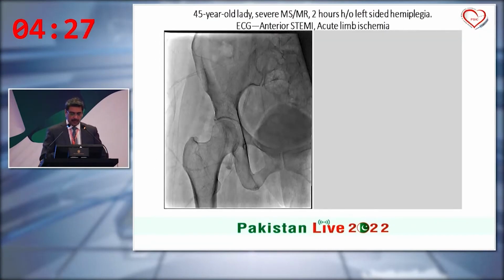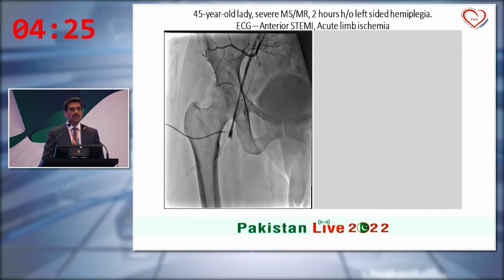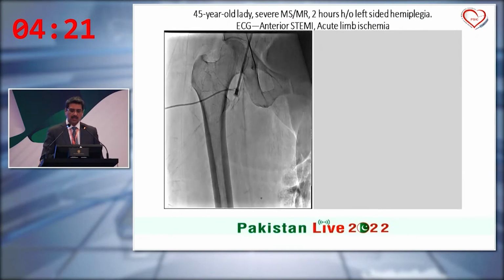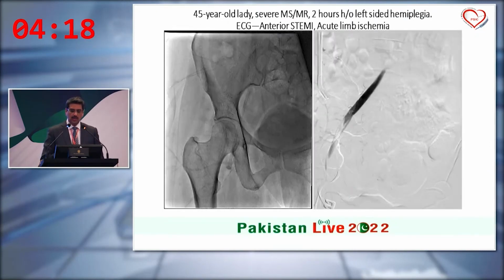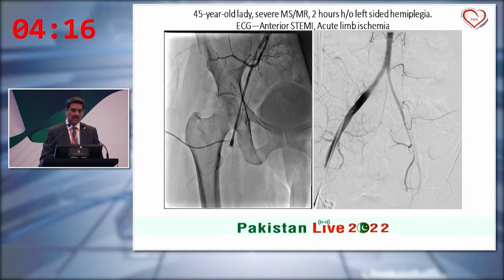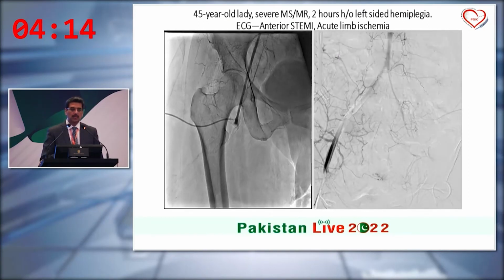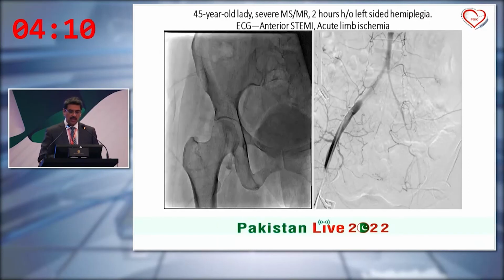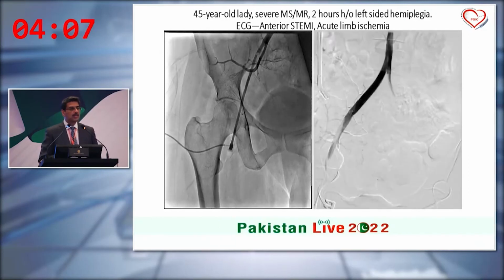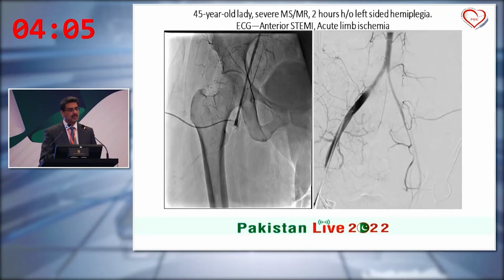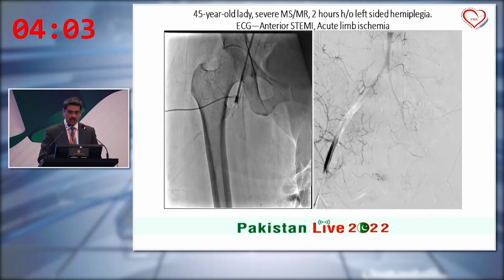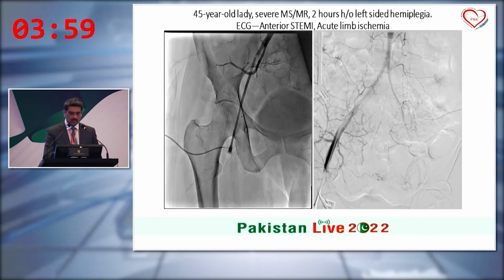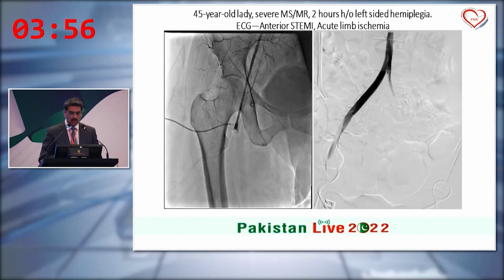So this is an interesting patient, 45 years old, young lady with severe mitral stenosis, mitral regurgitation, came in with 2 hours history of stroke, left-sided hemiplegia. Interestingly, as part of the workup, we do the ECG as well, and that showed an anterior STEMI. And she also had acute limb ischemia, so she had showers of thrombus everywhere. So you can see that there's no flow in the right femoral at all. There's no flow. You can see the sheath is blocking everything.